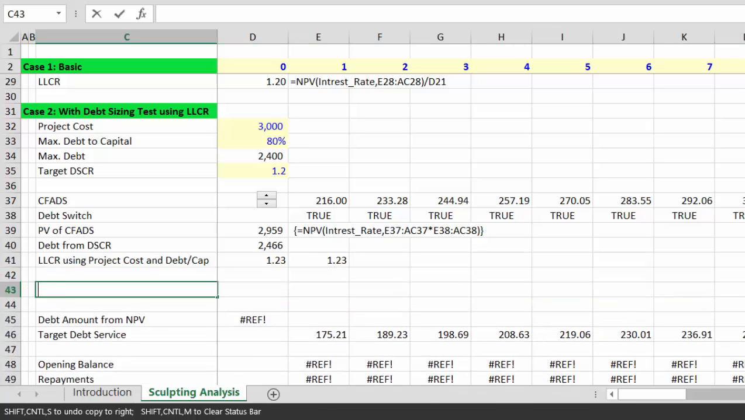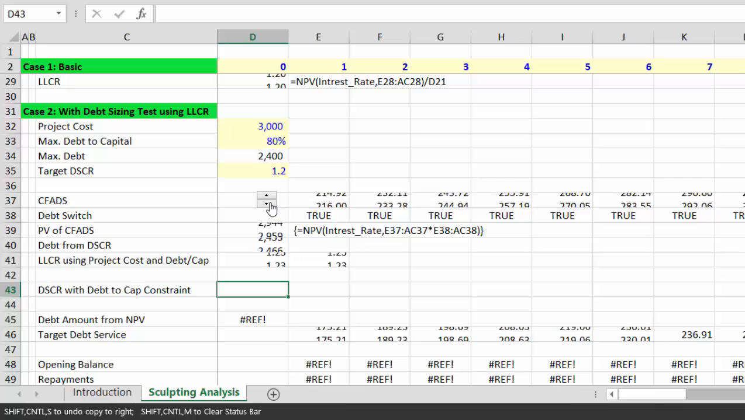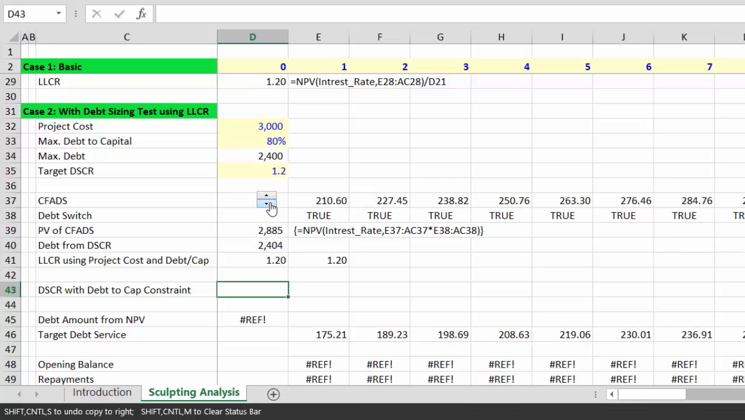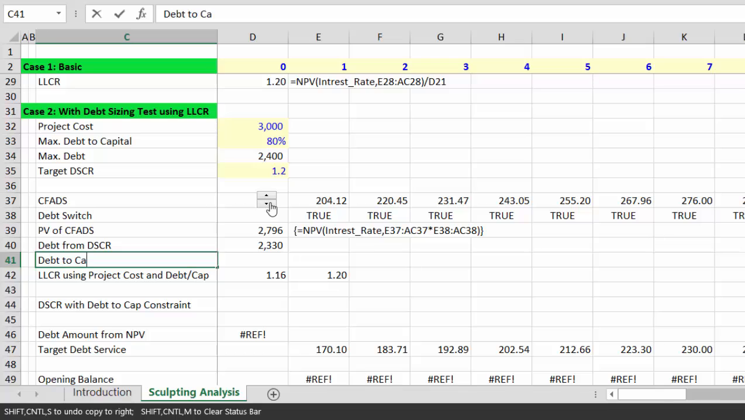Let's put debt DSCR with debt to cap constraint. Now, what we would do if we have lower cash flows here, let's put this, then now we are allowed to, let me put debt to cap with DSCR constraint.